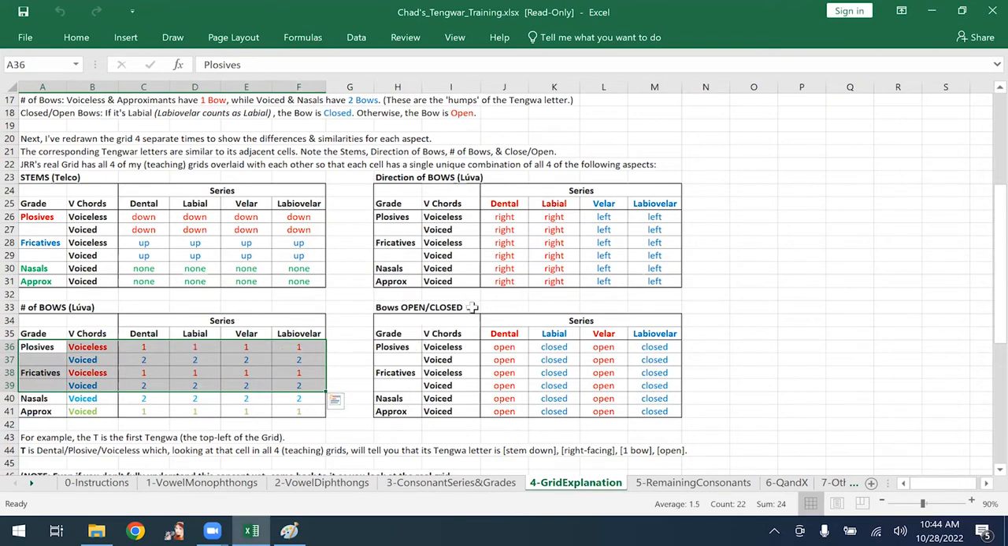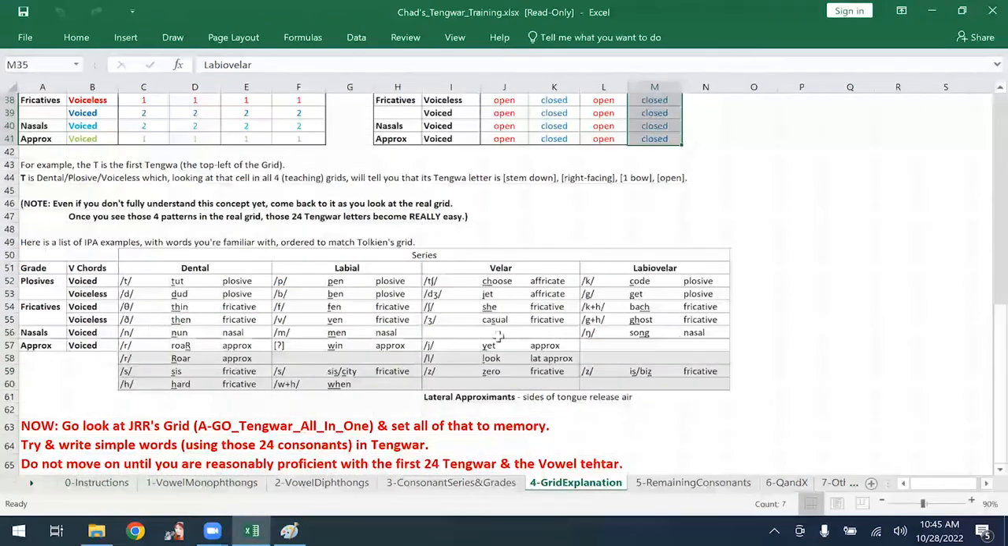And then are the bows open or closed? Well, if it has nothing to do with your lips, then they're open. If it has something to do with your lips, then they're closed. So the dental are open and the straight velar are open. The labial and the labiovelar are closed. So you can see here, velars make you face to the left and labials make you close. Right? So this is where we are on this.